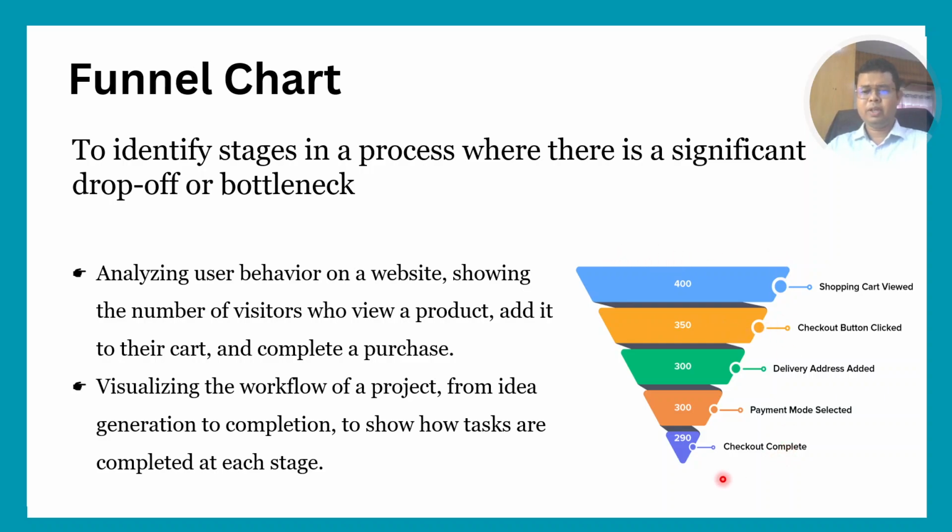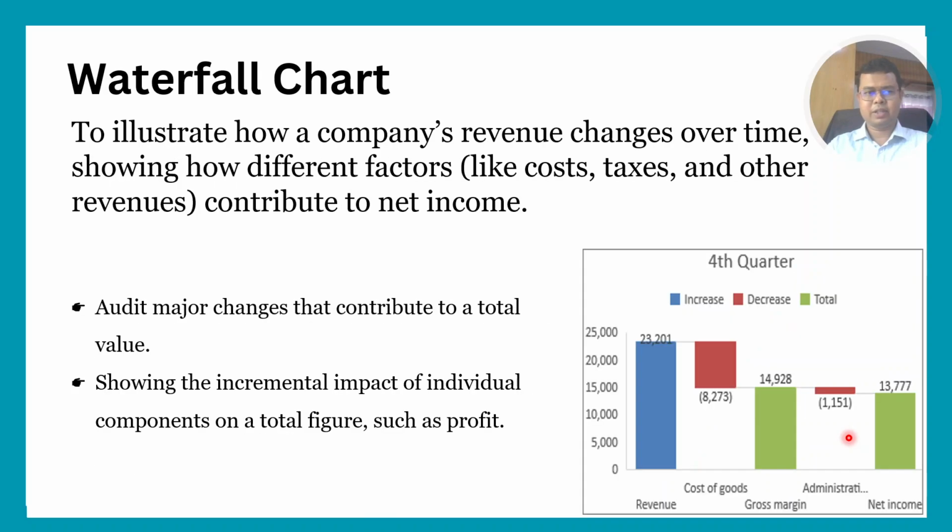In this way, using this funnel chart, you can identify the dropout. So to identify the stage in a process where there is a significant dropout or bottleneck, you can use the funnel chart, right? So please try to read these two examples. I have already said, or I tried to make it easy for you, right? For funnel chart. On the other hand, the waterfall chart, actually, we also can use the line chart, right?